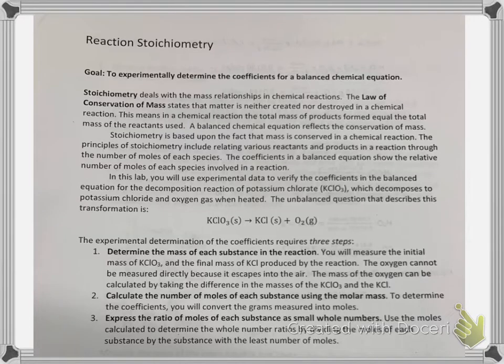This is the Reaction Stoichiometry Lab. Before we begin, you need to have access to the lab packet. You can print it out from Canvas, make all your recordings and your answers to your questions on the lab packet, then scan it, upload it, and submit it for credit. You may also type directly into the lab packet, save it, and upload it.